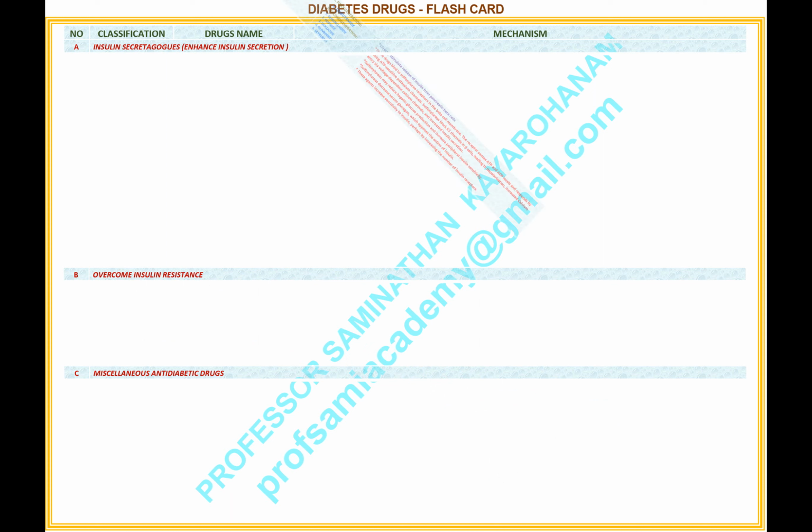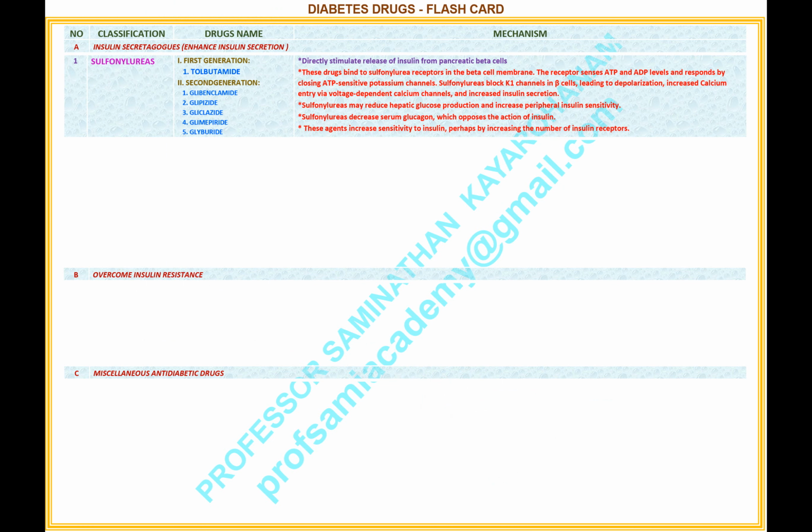Number 1. Name of the classification, sulfonylureas. Drugs name under this classification, first generation, 1. Tolbutamide, second generation, 1. Glibenclamide, 2. Glipizide, 3. Gliclazide, 4. Glimepiride, 5. Glyburide. Mechanism of sulfonylureas, directly stimulate the release of insulin from pancreatic beta cells.